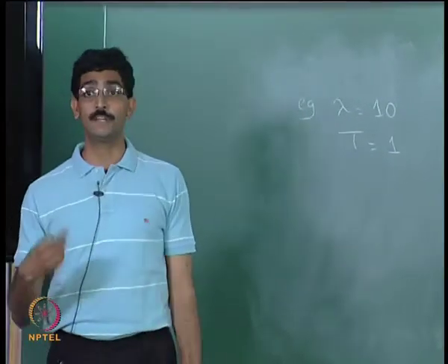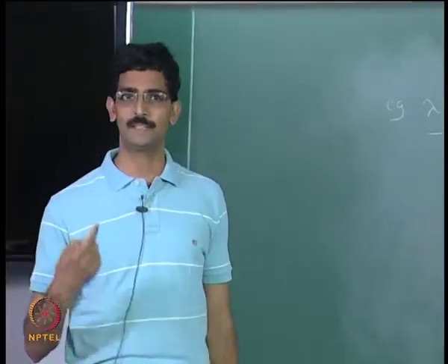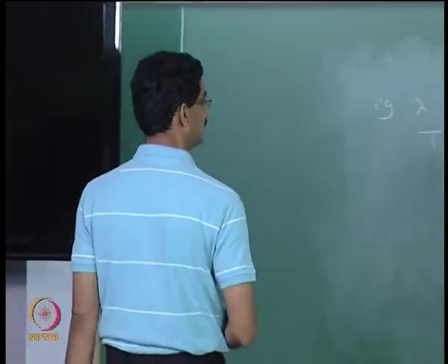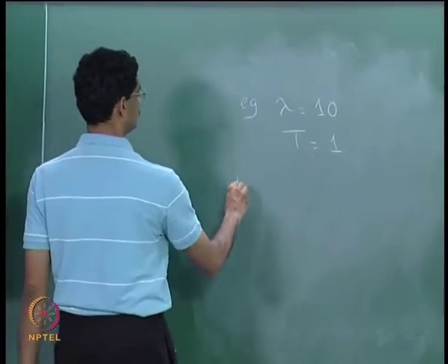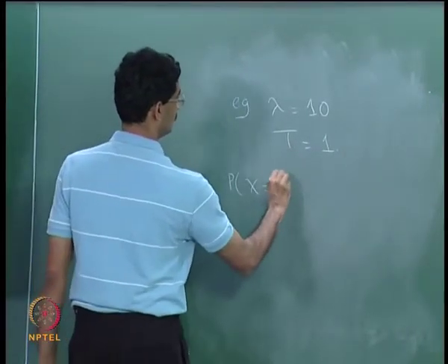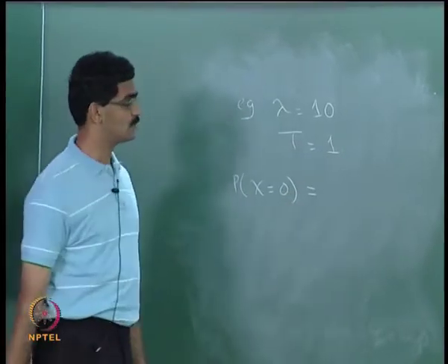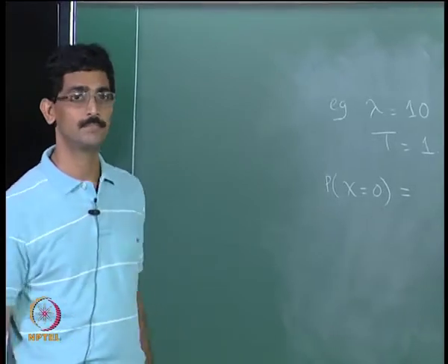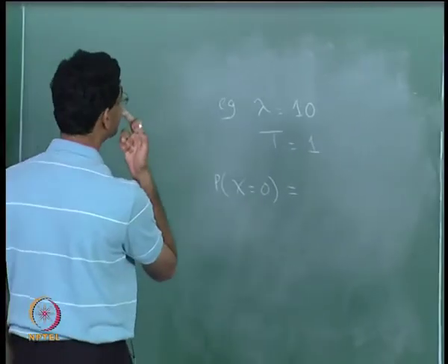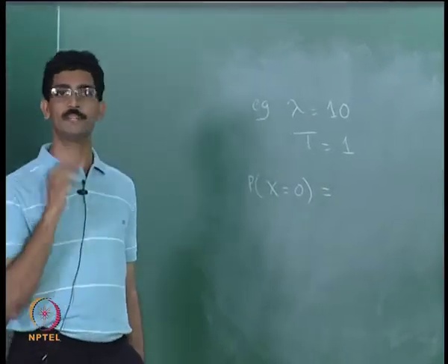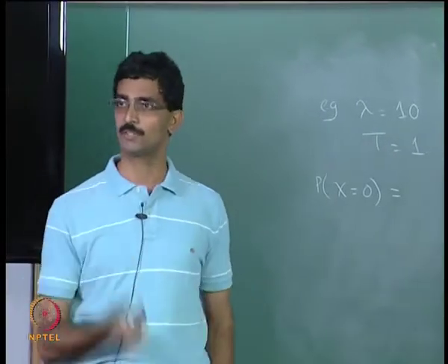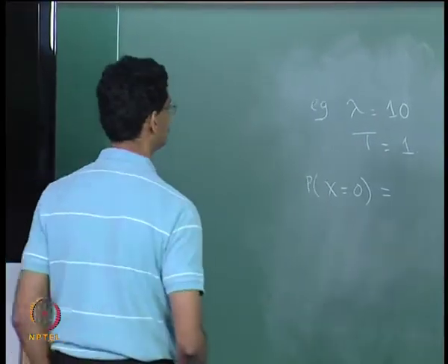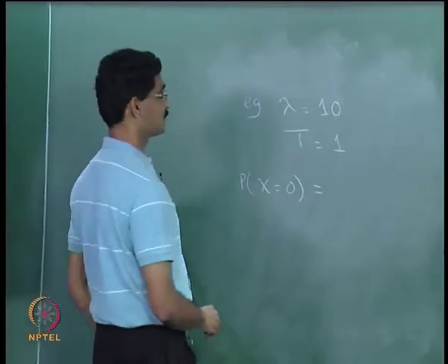So many times we want to find out the probability of x number of packets coming per unit time. So what is the probability that no packet will come to the system in one time unit? So even though lambda is 10, there is still a non-zero probability that there will be no packet coming in this unit window of time 1. So what is that value?